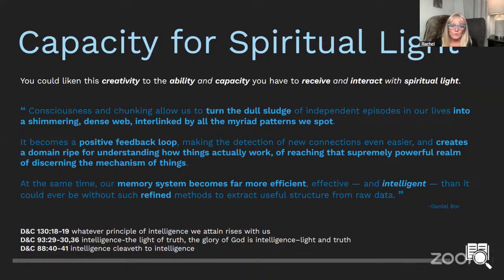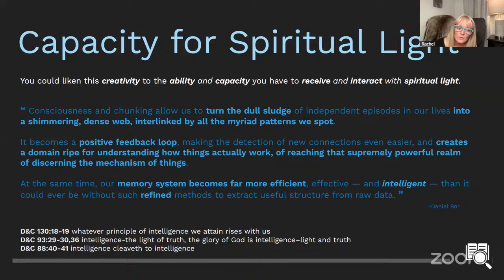This is a quote from Daniel Borg. Consciousness and chunking, which I won't talk about chunking now, but it's just putting these pieces together, allow us to turn the dull sludge of independent episodes in our lives into a shimmering dense web interlinked by all the myriad patterns we spot. It becomes a positive feedback loop, making the detection of new connections even easier, and creates a domain ripe for understanding how things actually work, reaching that supremely powerful realm of discerning the mechanism of things. At the same time, our memory system becomes far more efficient, effective, and intelligent than it could ever be without such refined methods to extract useful structure from raw data.